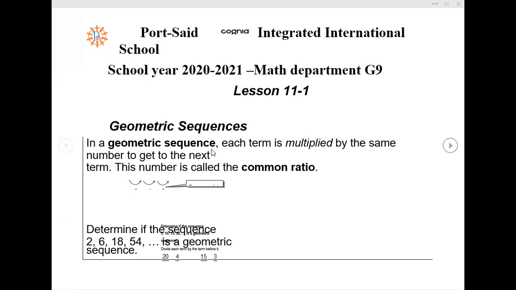In a geometric sequence, each term is multiplied by the same number to get the next. So we have a sequence, but we have a common ratio, and we will multiply by this common ratio to get the next term. So this number is called the common ratio.